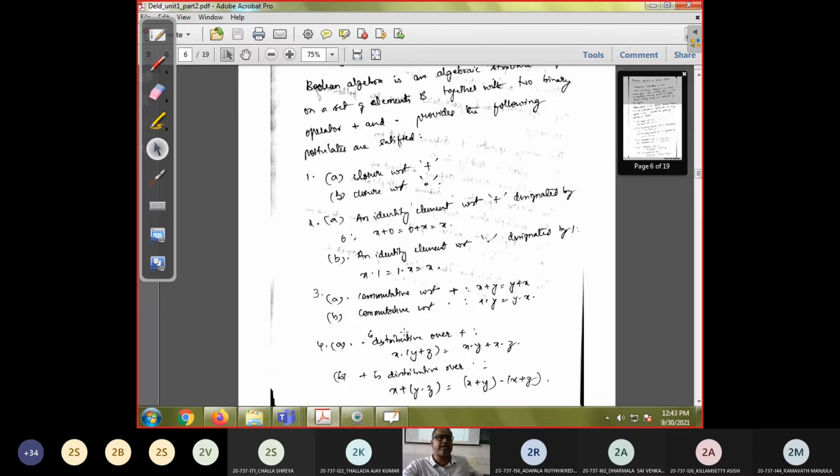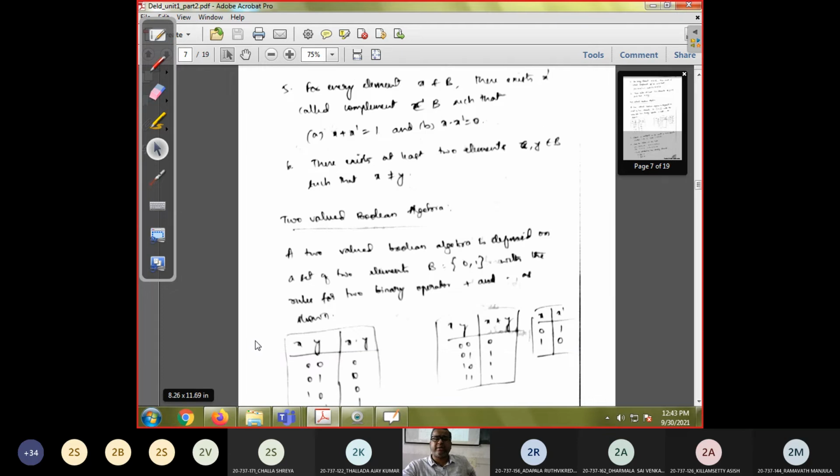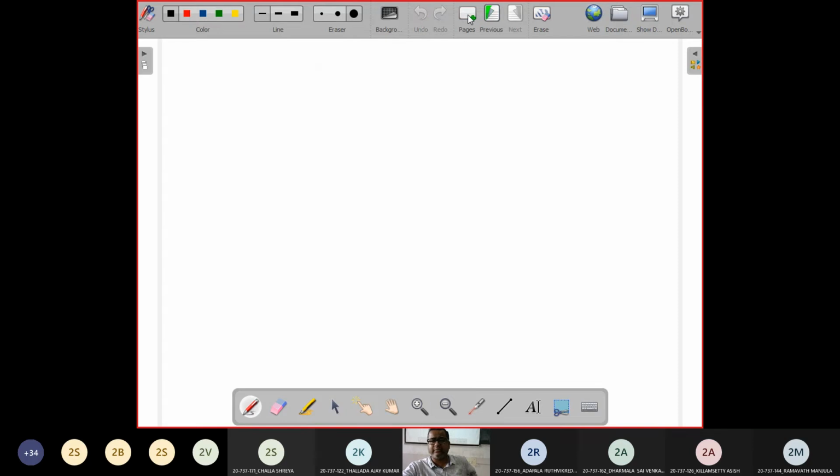All the properties of closure, associative, commutative, identity element, inverse element, all these exist for the case of Boolean algebra, where the set consists of only two elements, 0 and 1, and the operators defined are plus and dot. So how do you actually define these operators? Let us try to understand that. In our case, the plus operator represents the logical OR operation, and the dot operator represents the logical AND operation. Now let us come to the actual discussion of a two-valued Boolean algebra.